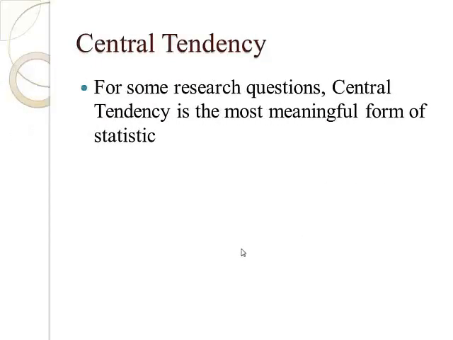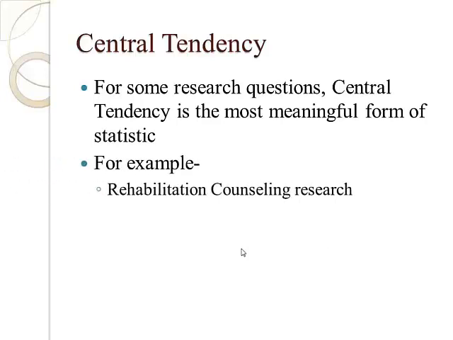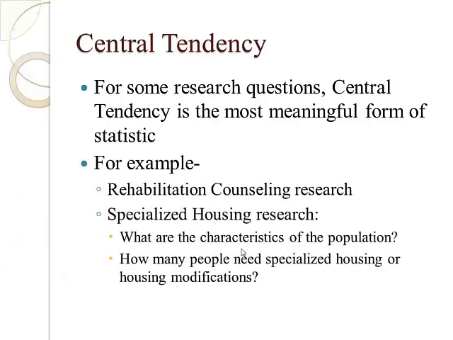For some research questions, central tendency is the most meaningful form of statistic. For example, I'm going to show you a couple of examples of rehabilitation counseling research. One is actually about rehabilitation counseling research, and then another from some research that I'm doing on specialized housing among people with disabilities, where the questions in that latter study are basically we just want to find out, because we don't know what the need for specialized housing is in this group of people that we're studying, and it happens to be a group of people with multiple sclerosis.